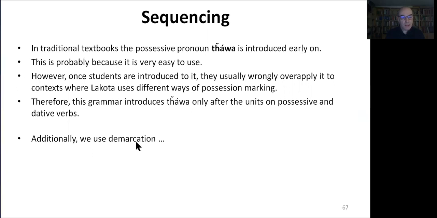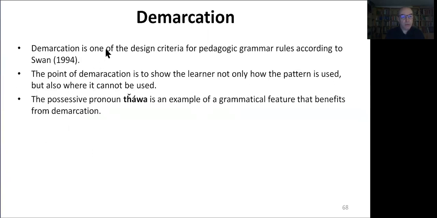Connected to that is the idea of demarcation, which is one of the design criteria for pedagogical grammar rules, according to Swan. And the point of demarcation is to show the learner not only how the pattern is used, but also where it cannot be used. The possessive pronoun tawa is, again, a good example of a grammatical feature that benefits from demarcation.